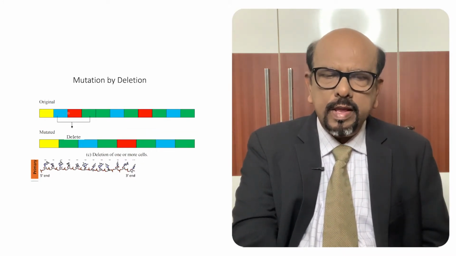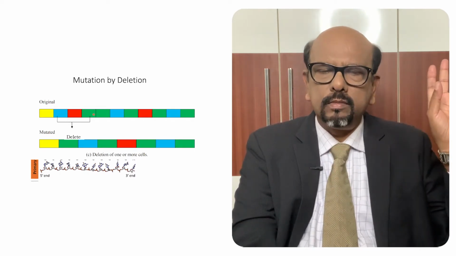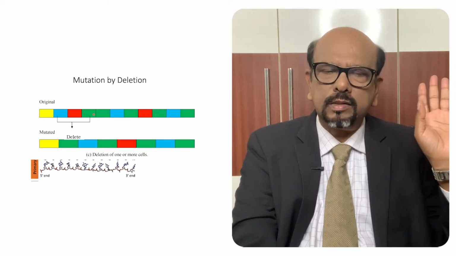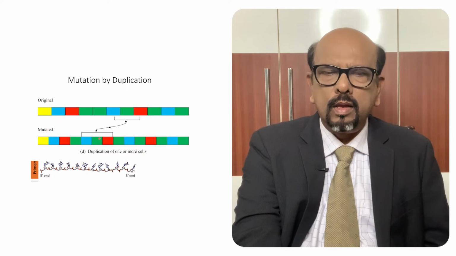Similarly, look at it. Here is one blue, red and green. You can just delete them. So you can delete 3 cells and create a mutated DNA.